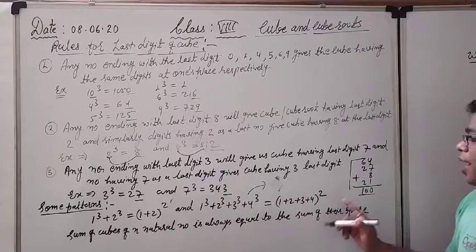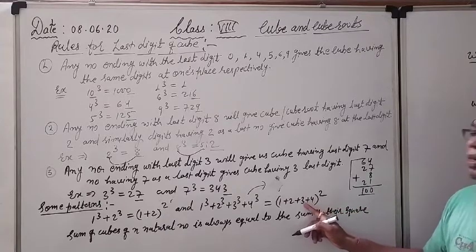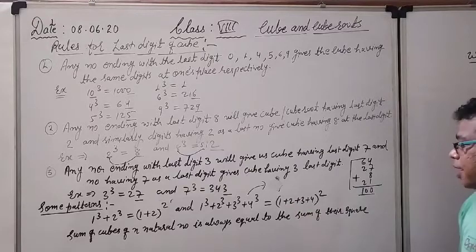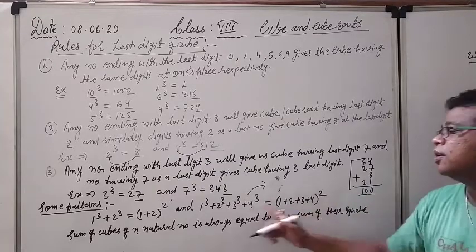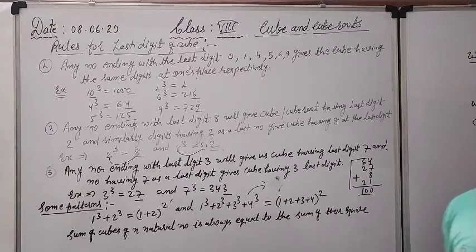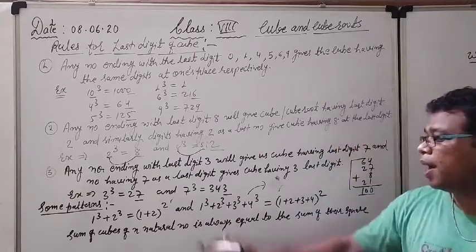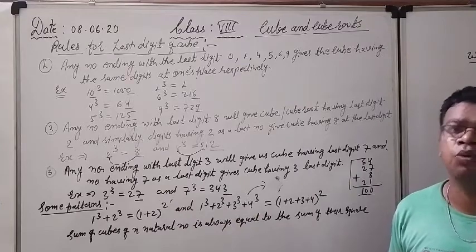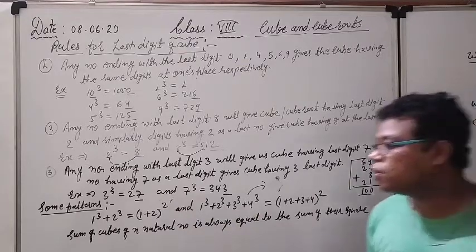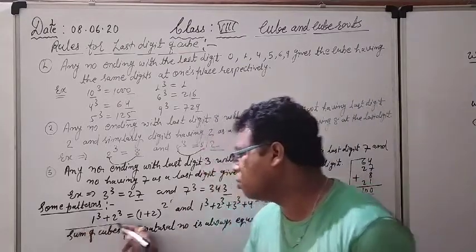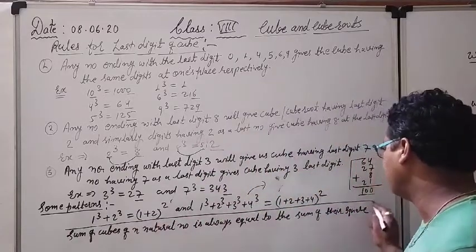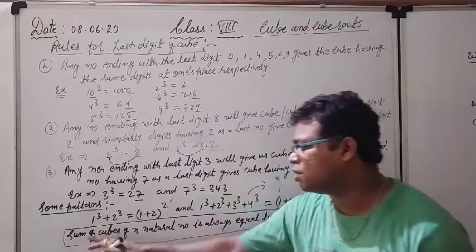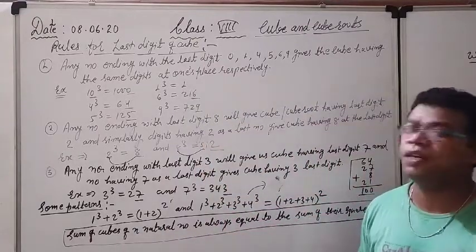And see here, what I am getting: 4 plus 3 is 7, 7 plus 2 is 9, 9 plus 1 is 10, and 10 square is exactly 100. Meaning both the left hand side and right hand side are equal to each other. So what is the conclusion coming out in front of us? This is the conclusion, and it is very, very important for all of you, that I am circling here. See, the sum of the cubes of n natural numbers.